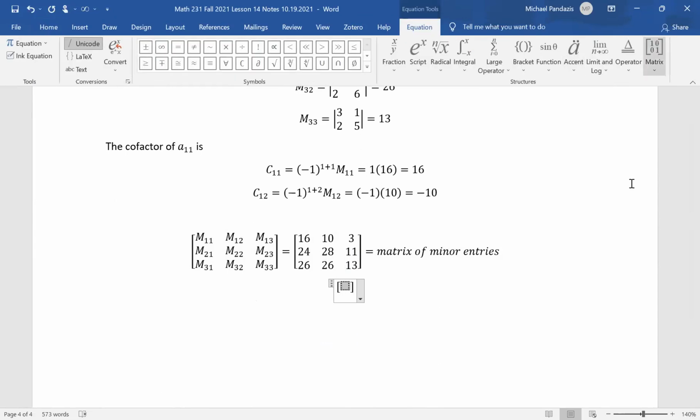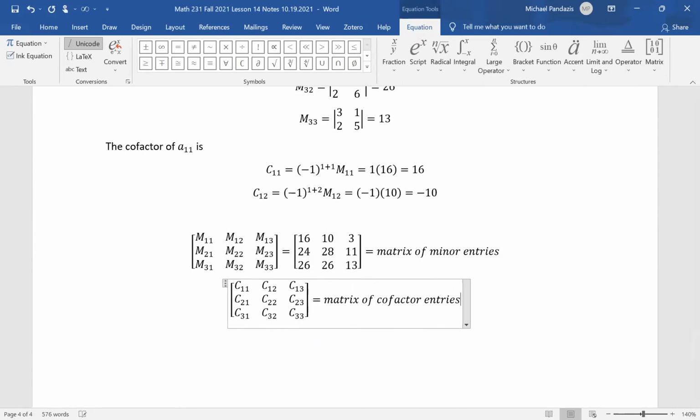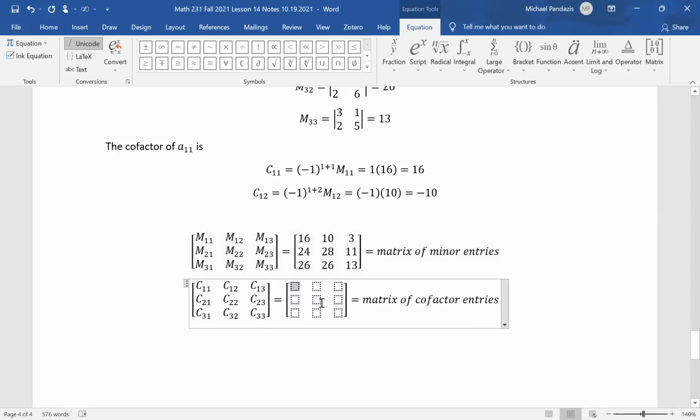And then if you look correspondingly at the matrix of cofactor entries, you have C11, C12, C13. You have C21, C22, and C23. You have C31, C32, and C33. This is the matrix of cofactor entries. Well, the only difference between the matrix of cofactor entries and the matrix of minor entries is that you're taking plus or minus 1 times each one.